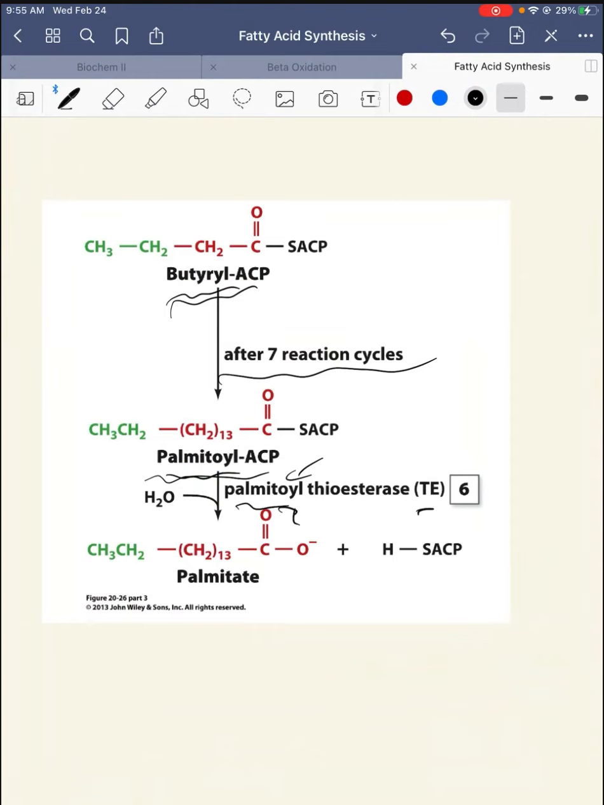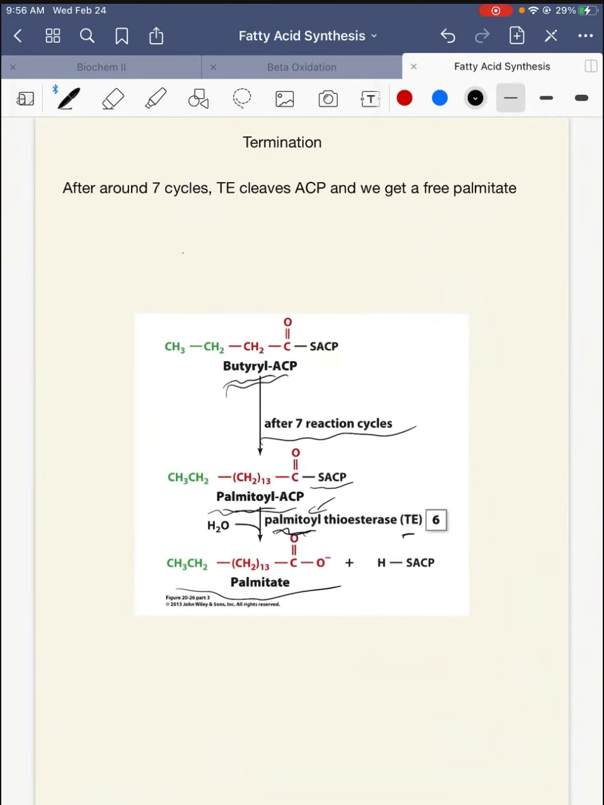Okay, so that's why they call it TE, because we don't want to call it palmitoyl thioesterase, since it can be something different than a palmitoyl that's being broken down. So this thioesterase breaks the ACP from the palmitate, and we get our product palmitate in the cytosol. So this is the product of acetyl-CoA. It cleaves the ACP, and we get the free palmitate.